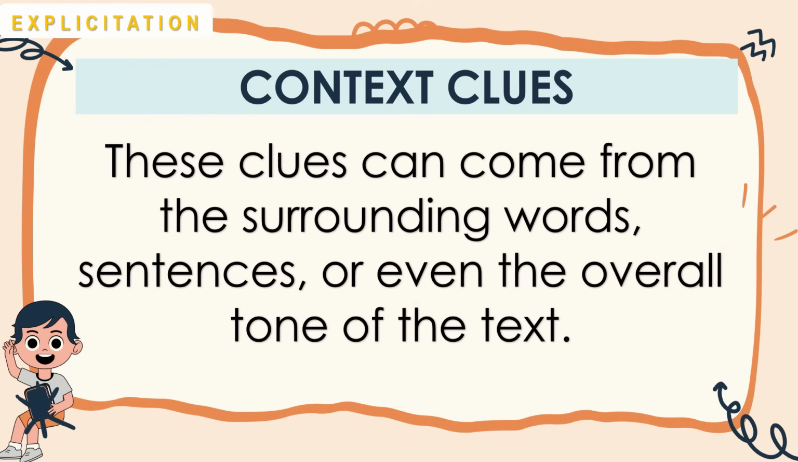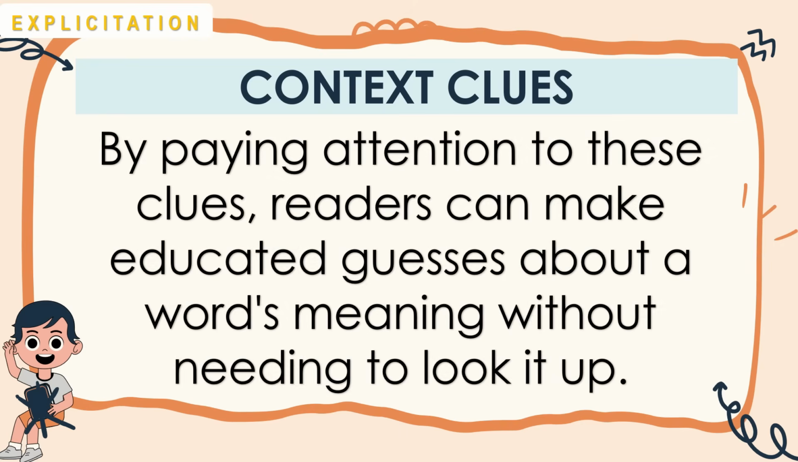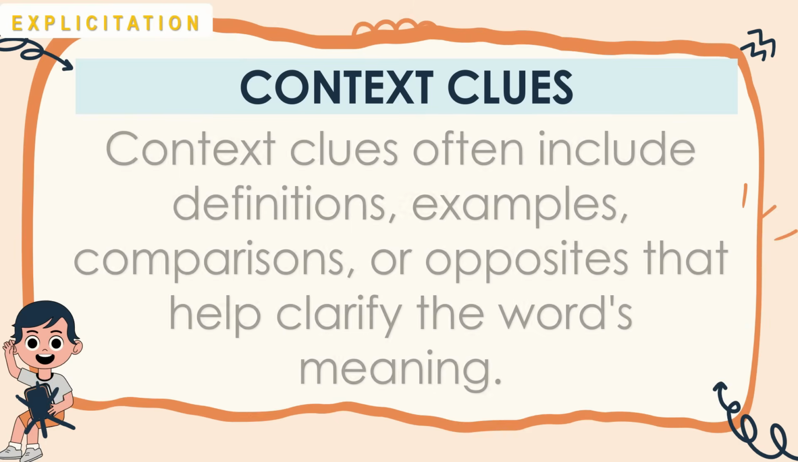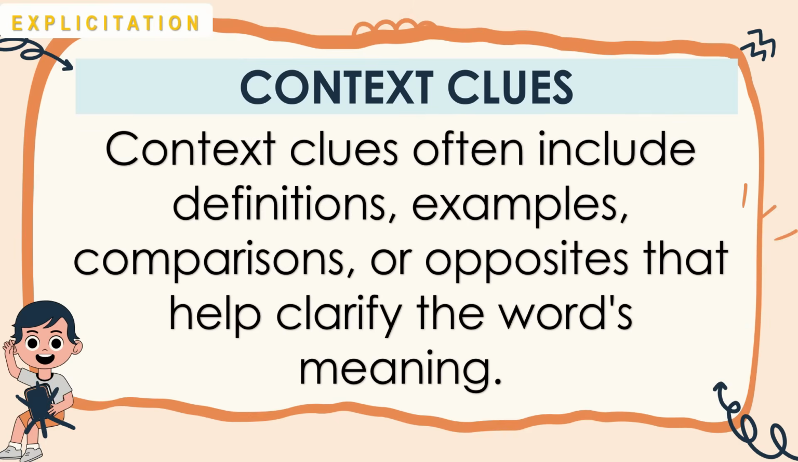These clues can come from the surrounding words, sentences, or even the overall tone of the text. By paying attention to these clues, readers can make educated guesses about a word's meaning without needing to look it up. Context clues often include definitions, examples, comparisons, or opposites that help clarify the word's meaning.